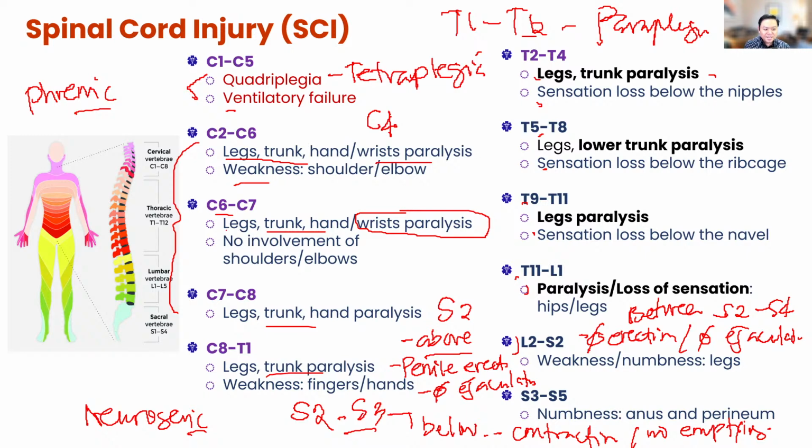Yeah. They will have gross function of the hands. They will still have remaining function. But again, like you said, Mariama, the fine motor skills will be somewhat impaired this time.